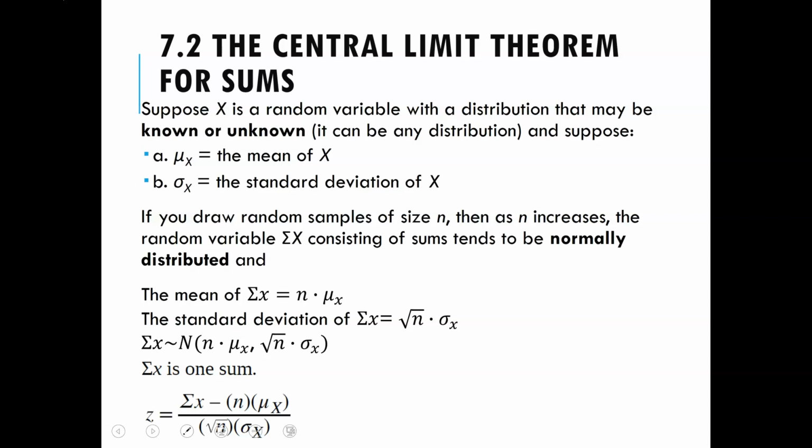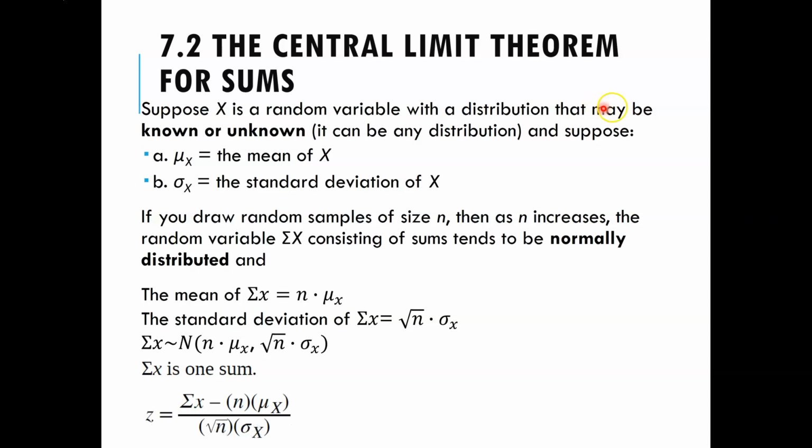All right, section 7.2 is the central limit theorem for sums. Just a second ago, we were looking at the central limit theorem for averages, for means, right? This is the central limit theorem for their sums.